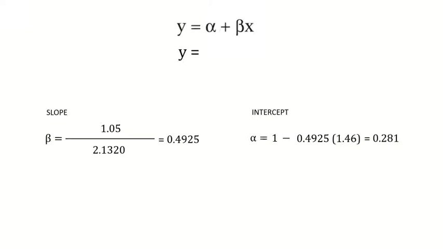Okay, so we can now assemble the equation of our regression line. So that's y equals 0.281, that's the y-intercept, plus the slope of the line, 0.4925 times x. So this is now the equation of our regression line.